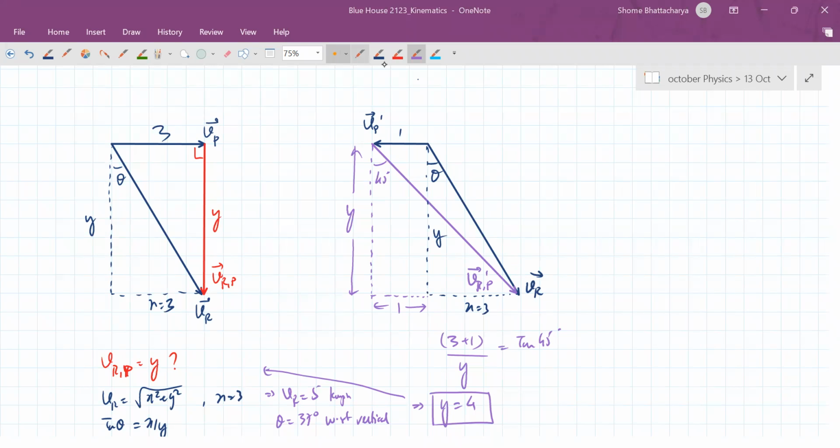Yes, the next chapter is going to be circular motion instead of rotational motion. Rotational mechanics will come a little bit later.